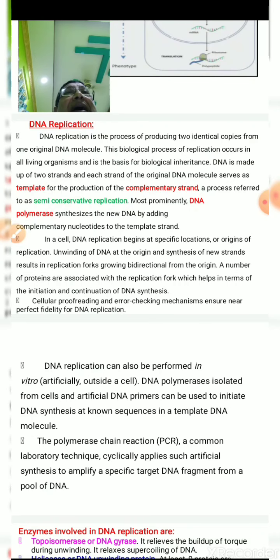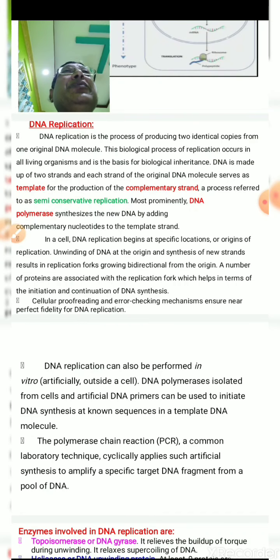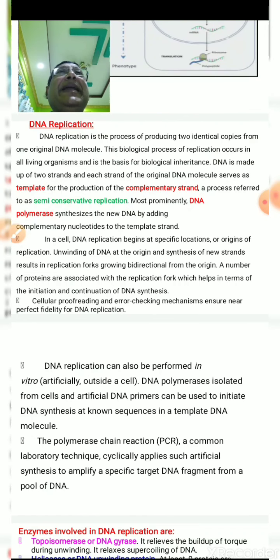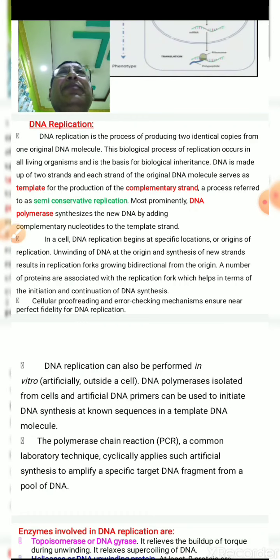Okay, now I'm going to discuss mainly how DNA replication takes place. DNA replication is the process of producing two identical copies from one original DNA molecule. This biological process of replication occurs in all living organisms and is the basis of biological inheritance. DNA is made up of two strands, and each strand of the original DNA molecule serves as a template for the production of the complementary strand, a process referred to as semi-conservative replication. Most prominently, DNA polymerase synthesizes the new DNA by adding complementary nucleotides to the template strands.